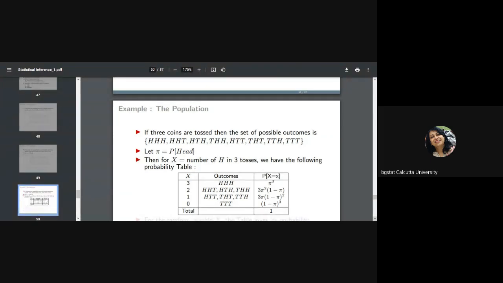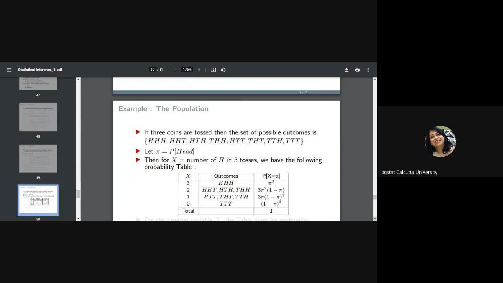I can multiply the probabilities and come up with (1 minus pi) to the power 3. So 1 minus pi into 1 minus pi into 1 minus pi. In how many ways can I get all 3 tosses resulting in head? So in how many ways could I get x equal to 3?